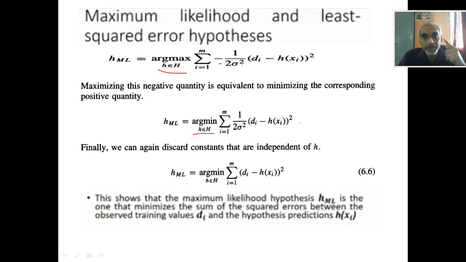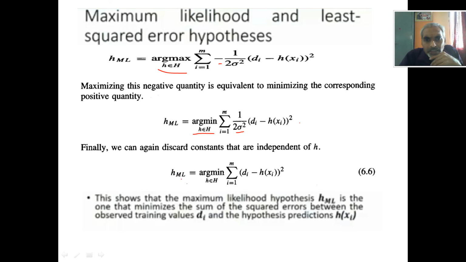Is it clear? In the previous equation the negative was there and it was argmax. So maximizing your negative quantity is equivalent to minimizing your positive quantity. Instead of argmax, we are going for argmin and we are omitting this negative term, and the equation becomes the same. Now finally we can again discard the constant, right? Here we have 1 divided by 2 sigma square, which is a constant and is nothing related to your hypothesis. So we can discard this constant in our next equation.